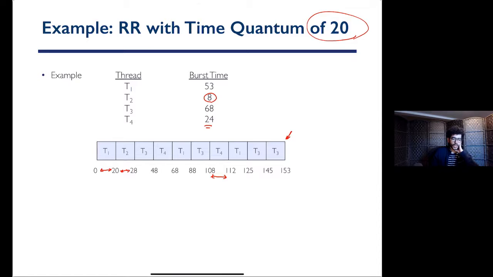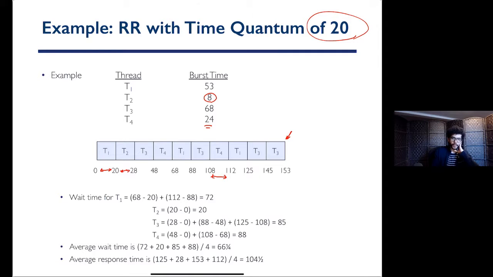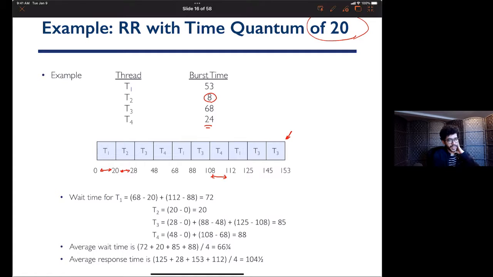Okay, so let's now look at wait time for each one of them. Just pay attention to how I calculate wait time. So what is the wait time for T1? At the first schedule, T1 got 0 wait time. Then it was scheduled here. So from 20 to 68, this is a time that T1 was waiting. So 68 minus 20. Then it was scheduled here.